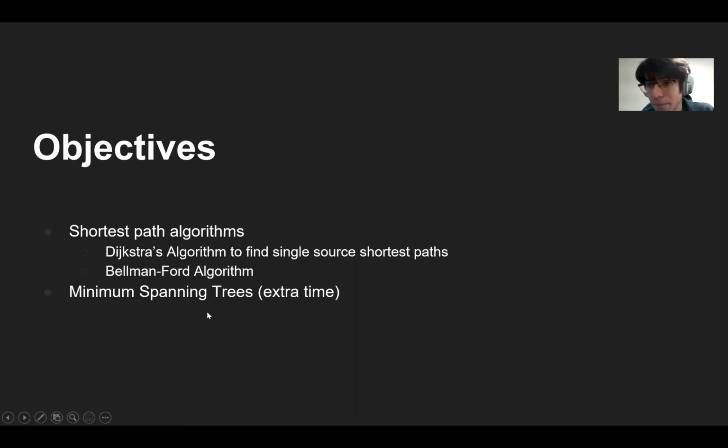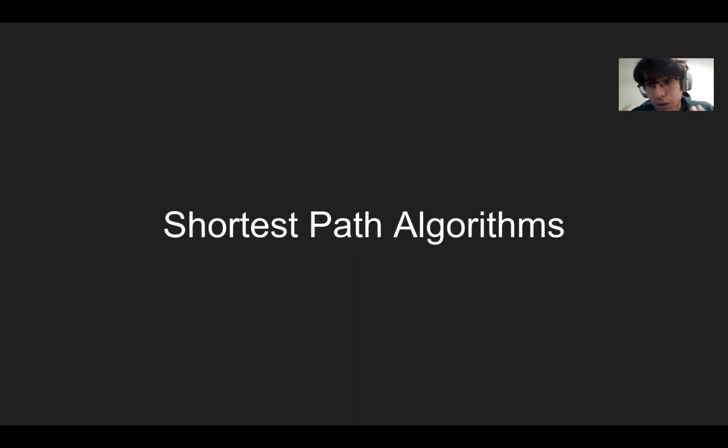So we're going to start with shortest path algorithms. It's going to be Dijkstra's algorithm for single source shortest path and the Bellman-Ford algorithm. And then when we have some time at the end, we're going to talk about minimum spanning trees, which is another graph algorithm. Okay, so shortest path algorithms.